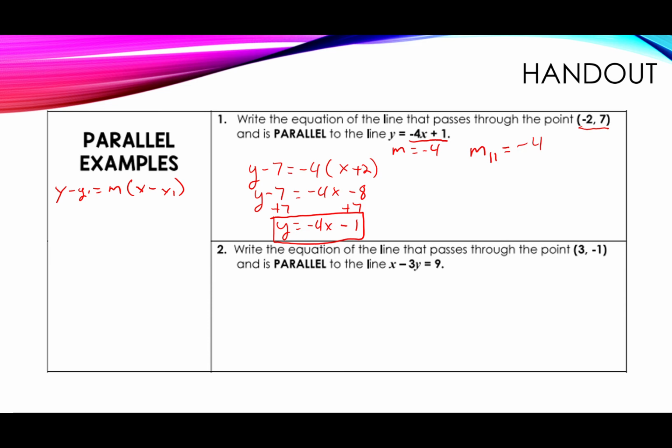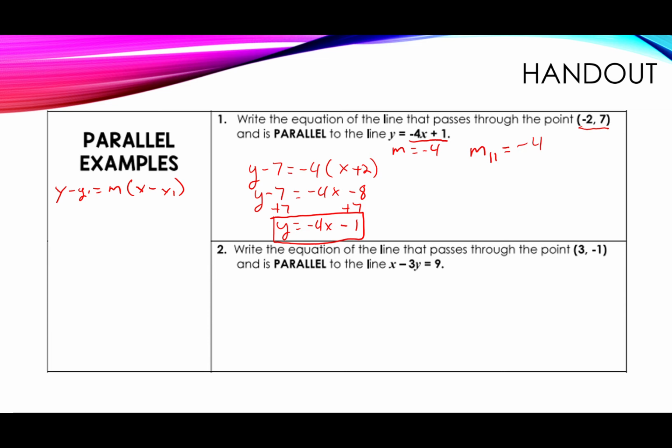All right, now they want us to write the equation of the line that passes through the point 3, negative 1, and is parallel to the line x minus 3y equals 9. Okay, that's not too bad.